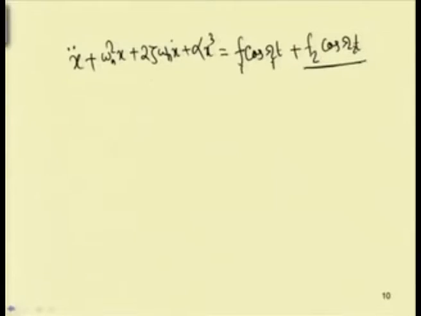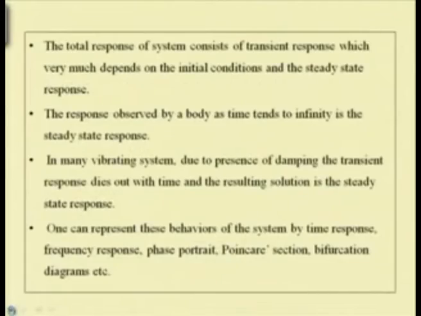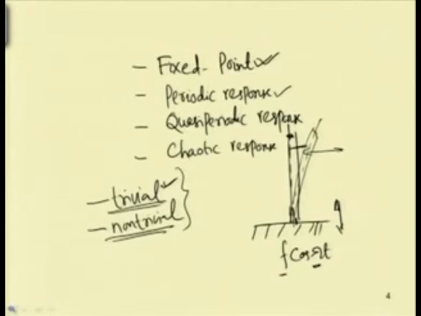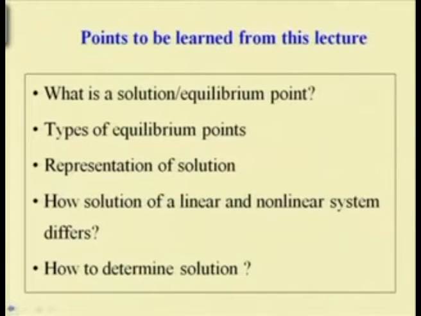In the case of a nonlinear system, we can get the steady state response or equilibrium response, which can either be a fixed point, periodic, quasi periodic or chaotic, depending on the resonance conditions or the control parameters we are going to study for the system. So, after knowing about the types of equilibrium point, we should know how to represent these solutions.